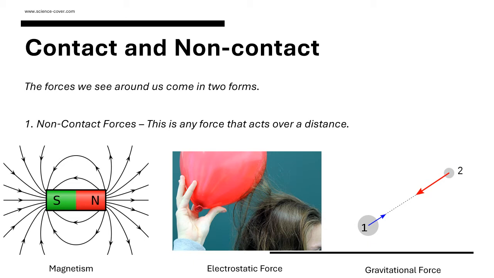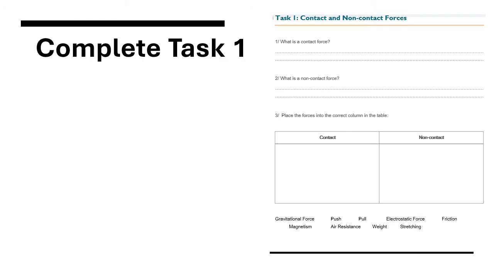To describe how these non-contact forces work, in each of these cases we talk about a field around the object. So a magnet will have a magnetic field around it, an electrostatic force will have an electric field around it, and a gravitational body will have a gravitational field around it. Pause the video now and complete task 1.